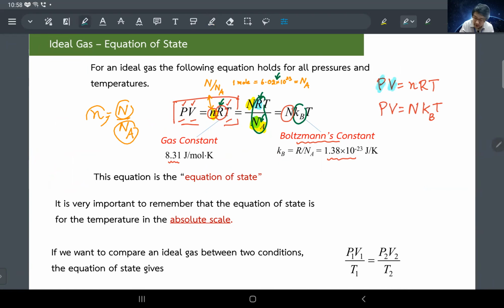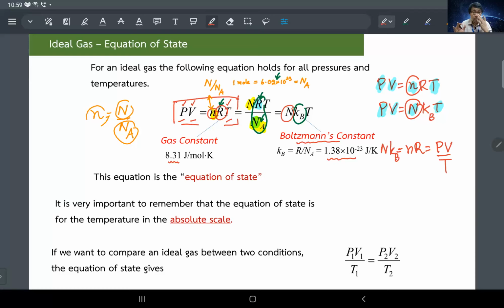PV equals N something T. No change. These two equations have the same structure. PV is related to the temperature in this way. So as long as you're not changing the amount of gas in your system, either the n, the number of moles, or the capital N, the number of molecules, staying fixed, I can move things around here. It means nR is PV over T, right? Make sense? And of course, you can say this is the same thing as capital N k_B.